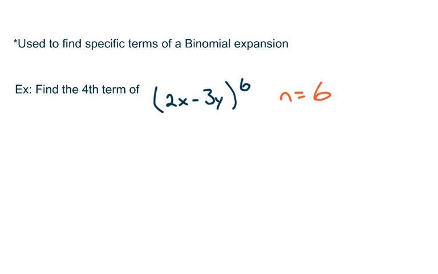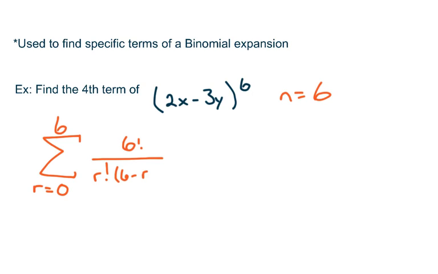So we're looking for the sum from r equals 0 to 6 of 6 factorial over r factorial times 6 minus r factorial, times our x value, which is 2x to the 6 minus r power, times 3y to the r power. Now the question is, when we're looking for a specific term, what is our r value? This is how we find every term in our expansion, but we're looking for a specific term.